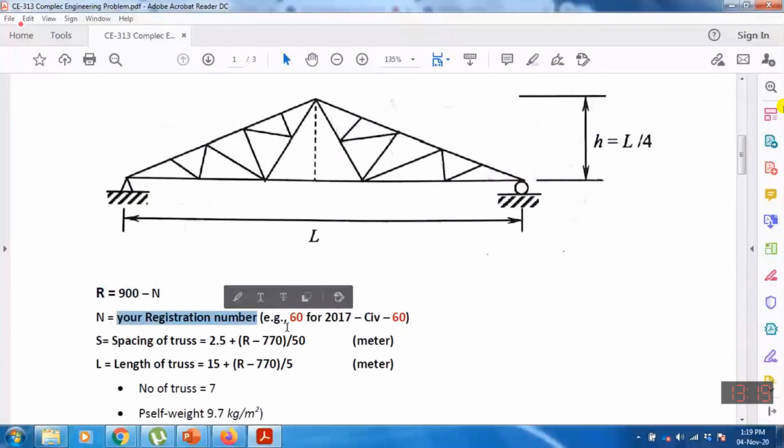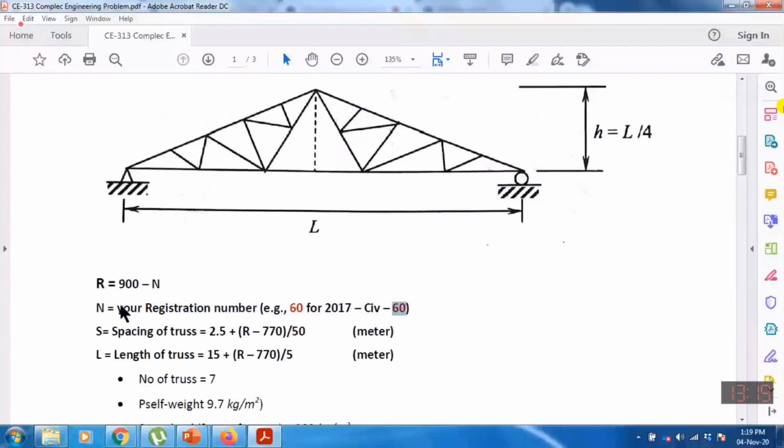For example, if your roll number is 2017 CIV 60, then N is equal to 60. It means that all of you will have a different R value depending upon your roll number. So if your roll number is 60, then the R value will be 840.